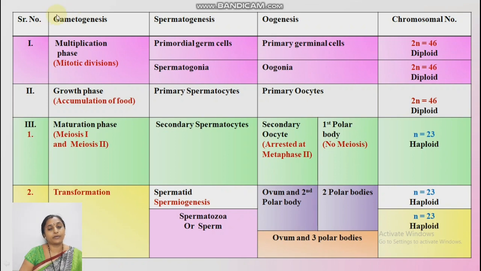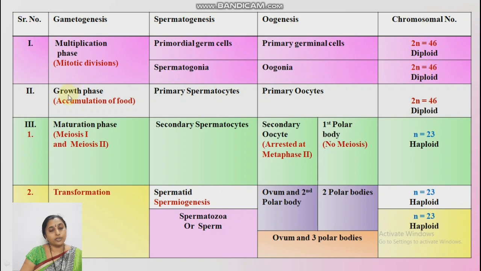Now the difference between spermatogenesis and oogenesis, both of which are processes of gametogenesis. Gametogenesis includes three phases: multiplication phase, which involves mitotic division; growth phase, accumulation of food; and maturation phase, meiosis 1 and meiosis 2, and transformation. In the multiplication phase, which cells undergo mitosis? In spermatogenesis, primordial germ cells; here also primordial germ cells. Both these cells are diploid, containing 46 chromosomes. They form by mitosis spermatogonia in case of male and oogonia in case of female, both diploid.